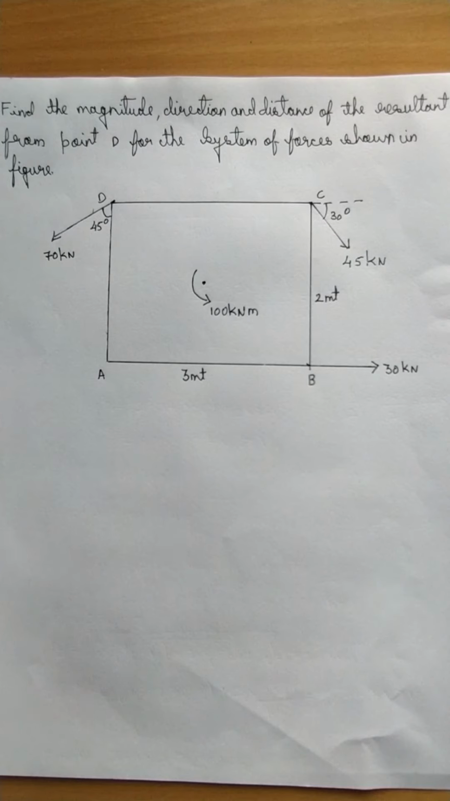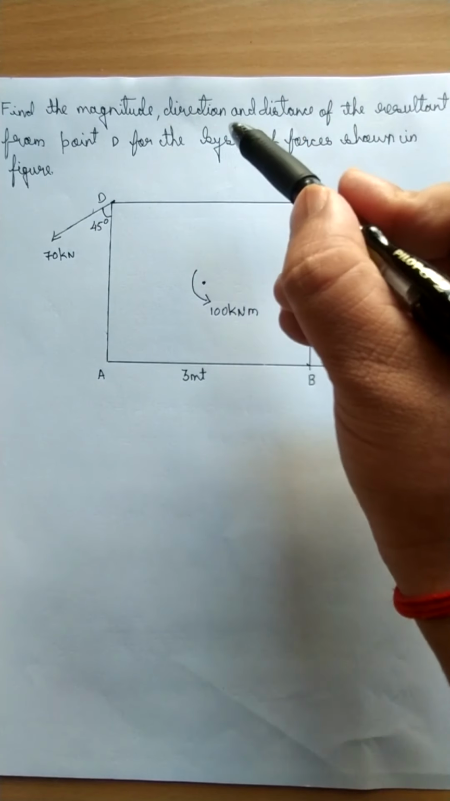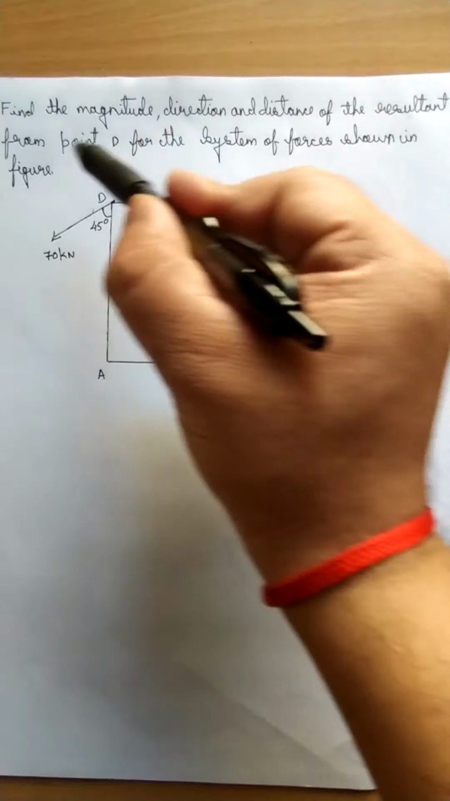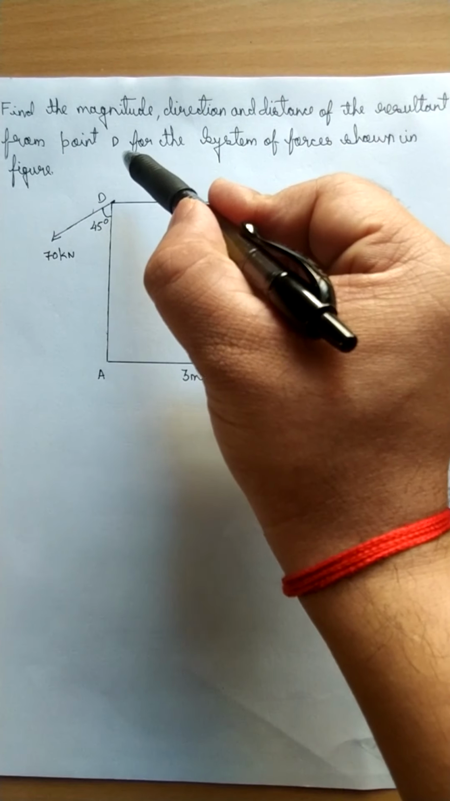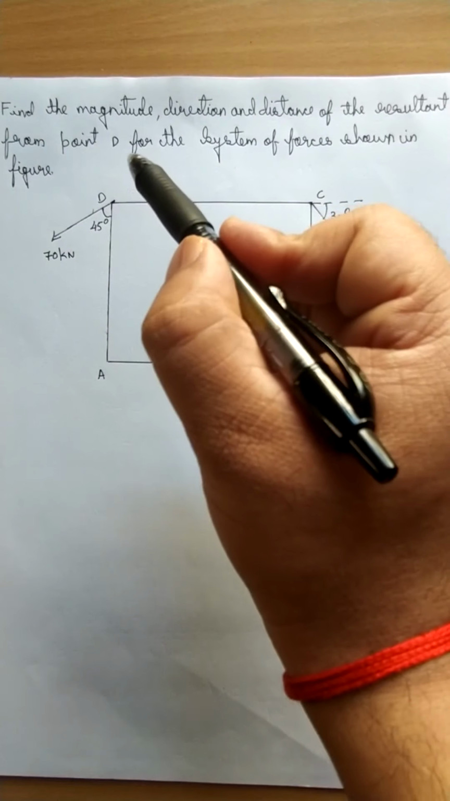Now in the previous lecture we have already solved a numerical of such kind. Today we will solve a similar kind, but the moment has to be found at some other point. Let us take this as an example. Find the magnitude, direction and distance of the resultant from the point D for the system of forces shown in the figure. Now they have mentioned the point D.